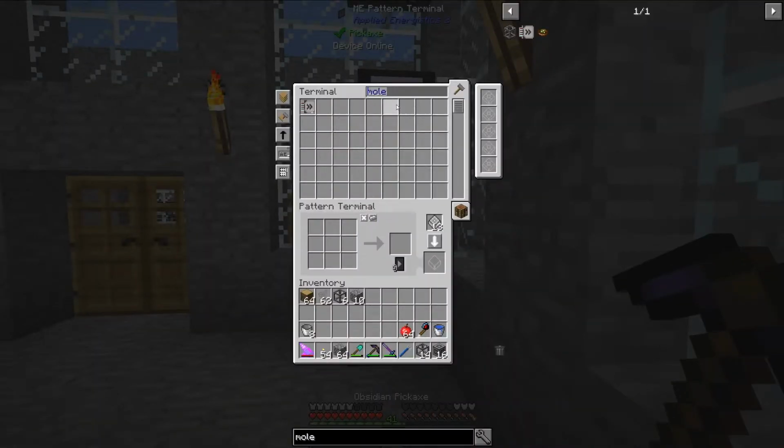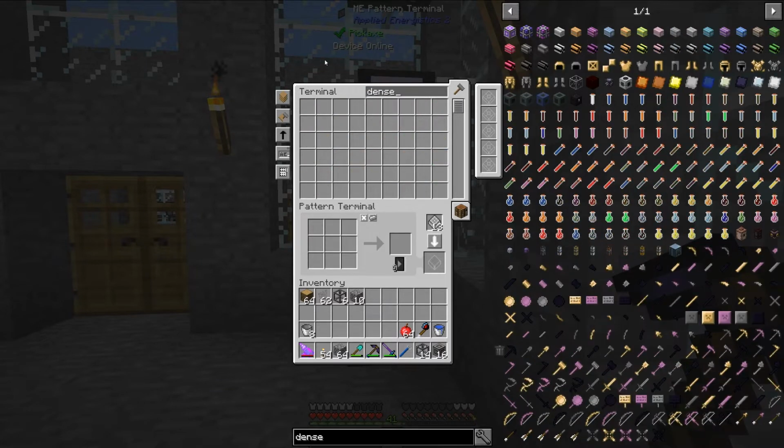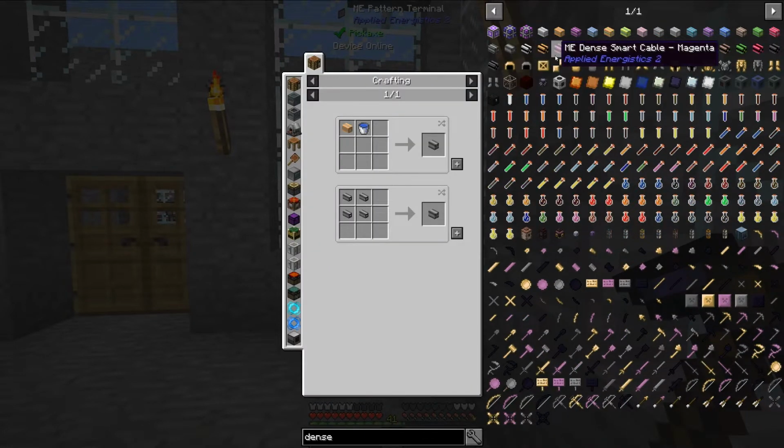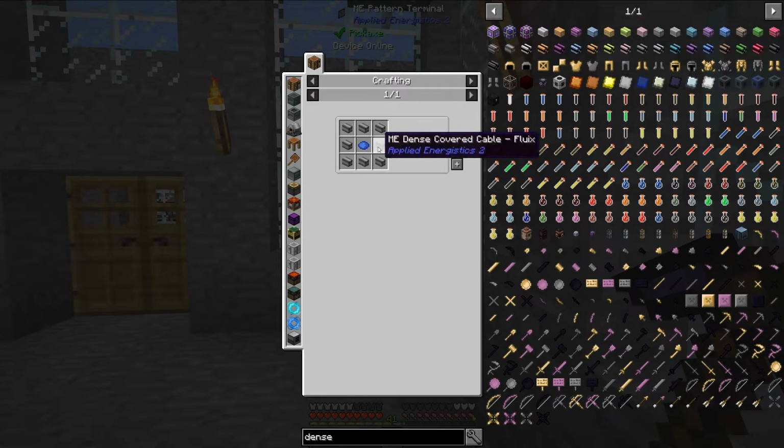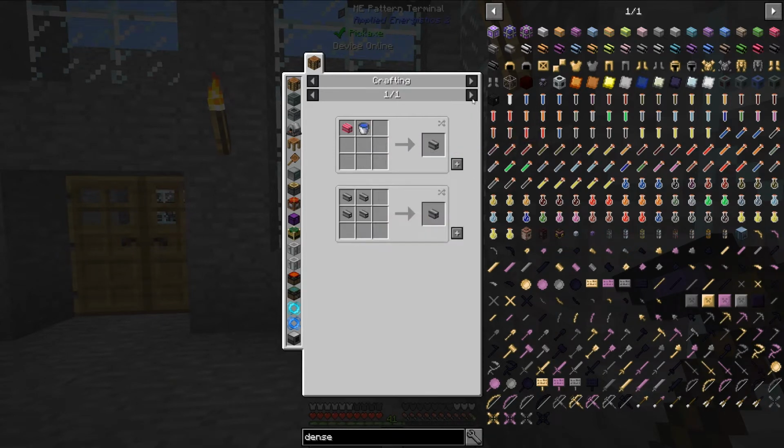So what I'm going to do for that is grab some dense cable. So let's look up the dense covered cable here, and I need the Flux version because I guess I could make the blue version, but I'm not going to do that, not right now anyways. Actually, now I'm rethinking that because it's really cheap. It's just lapis. I probably will do the blue.